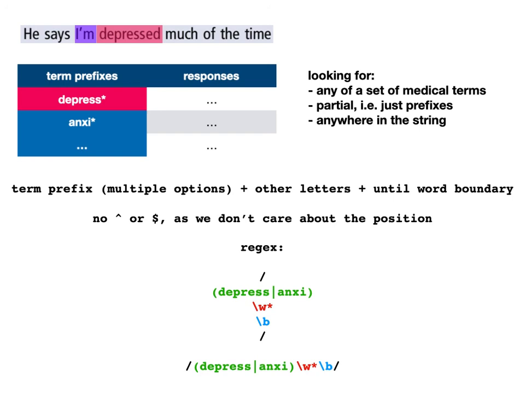That is, find any of these terms, depression or anxiety, and these are the prefixes, so finish the word with the \w, and then find the word boundary with \b. This is a regular expression that can capture something that's in that sentence. Aha. So, this is one of the ways that Eliza can dig in and pull something out.